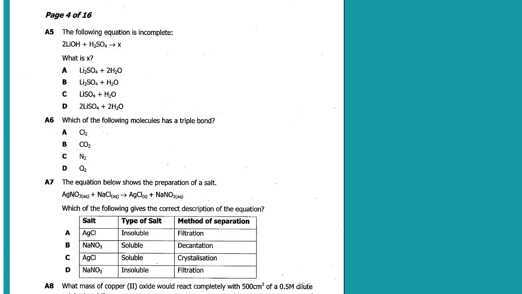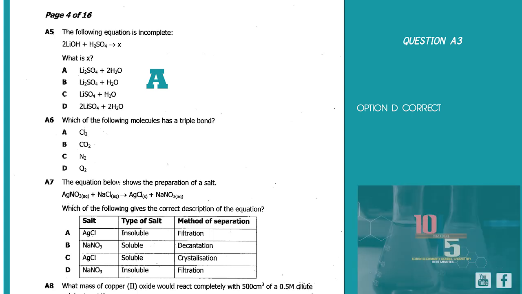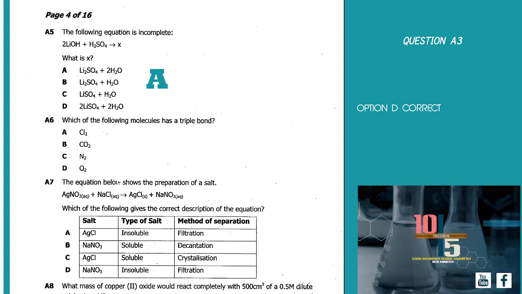Question 5. The following equation is incomplete. So there is the question, what is X? Our answer is A. This has everything to do with the valencies. So we say lithium, the valence is 1, same as hydrogen. So they will just exchange. There's just a displacement reaction taking place.